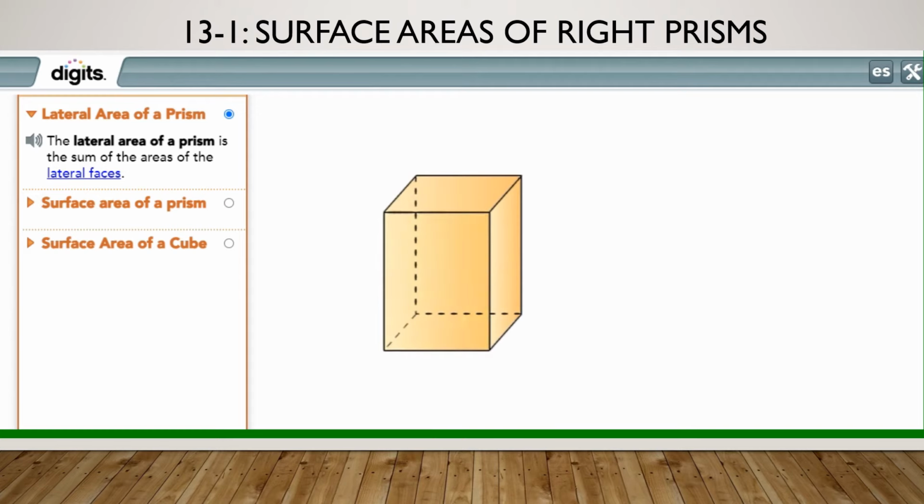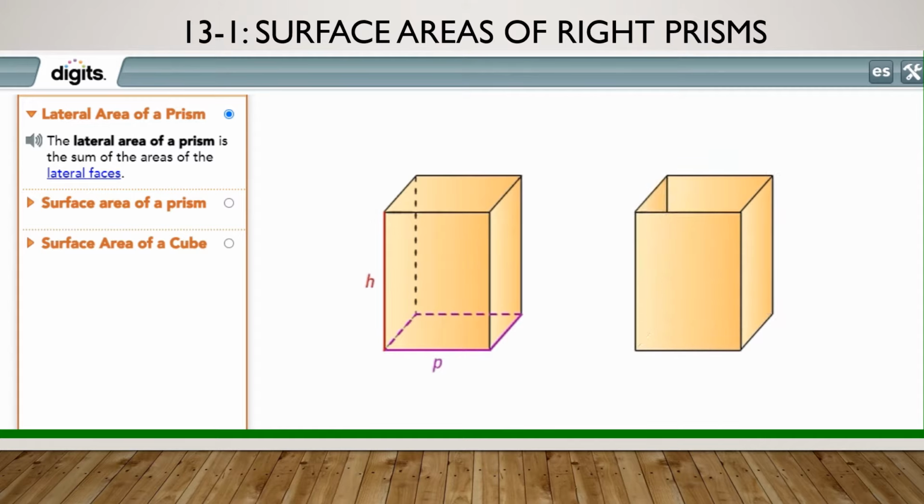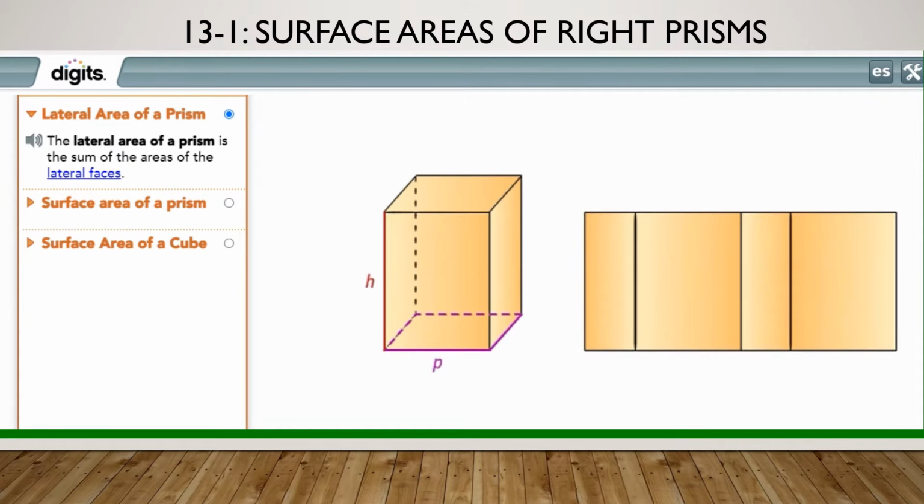The lateral area of the prism is the total area of its lateral faces. Suppose the perimeter of the base is P, and the height is H. You can unfold a prism to form a rectangle. Notice that the perimeter of the base of the prism is equal to the base of the rectangle, and that the heights are the same. The lateral area of the prism and the area of the rectangle are equal.